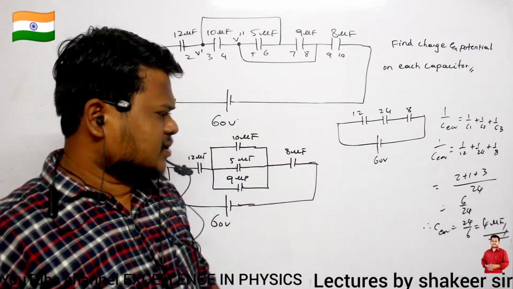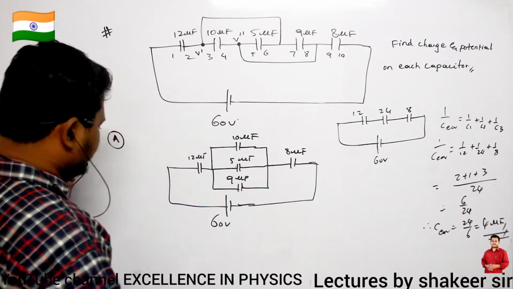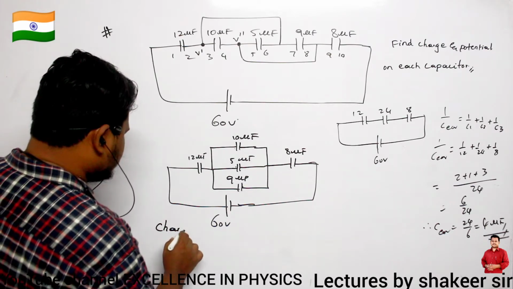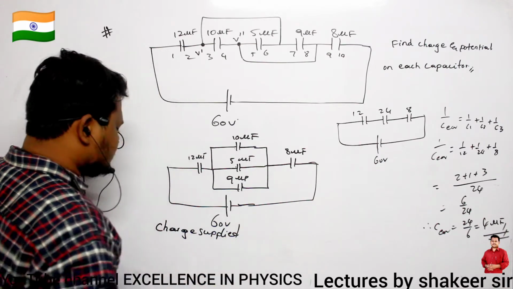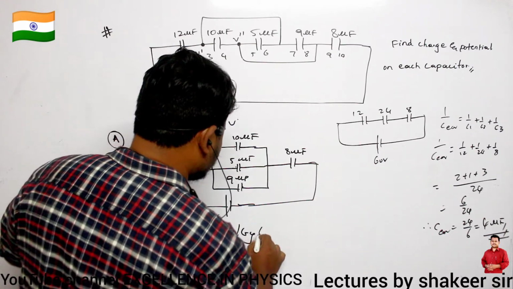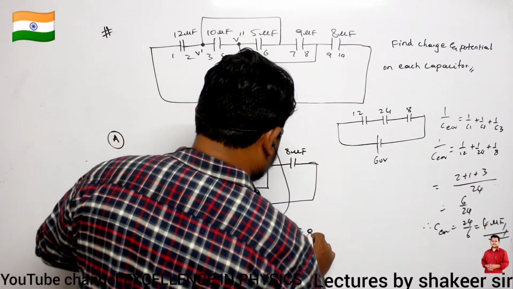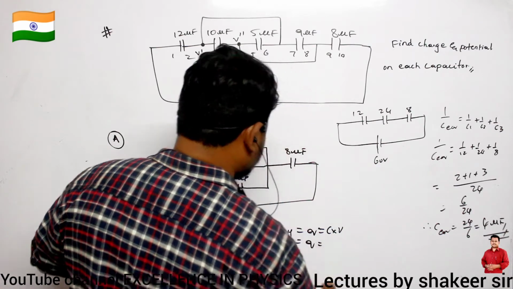So if this is the total equivalent capacitance, then I can calculate the charge drawn by the battery. So the charge supplied by the battery, or the charge drawn by this circuit, is how much? Q is equal to C into V. So Q is equal to, capacitance is how much?